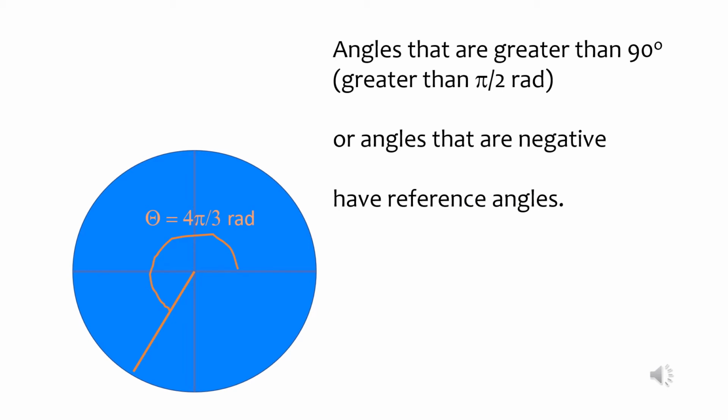Not all angles need reference angles. Angles between 0 and 90 degrees, or if you're measuring in radians, between 0 and pi over 2, don't really need reference angles. It is angles that are greater than 90 degrees, or again, in radians, greater than pi over 2, or angles that are negative, for which reference angles are necessary.